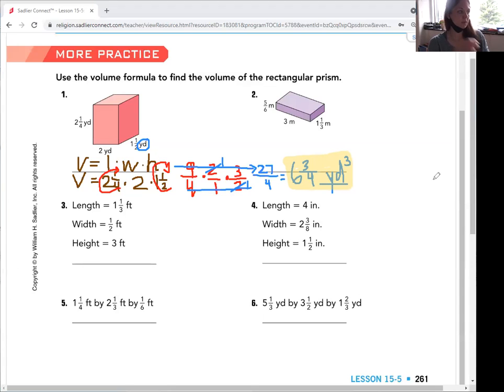Go ahead, set up, convert if needed, snap across, simplify number 2. Go ahead.